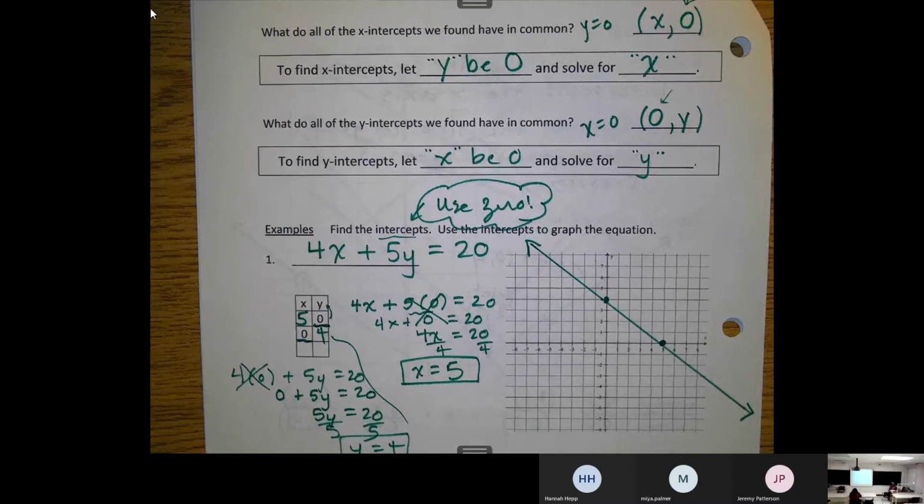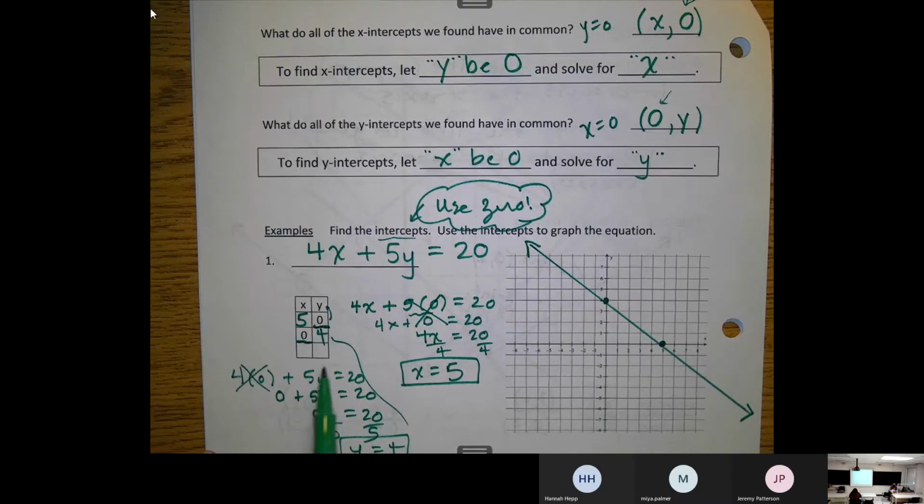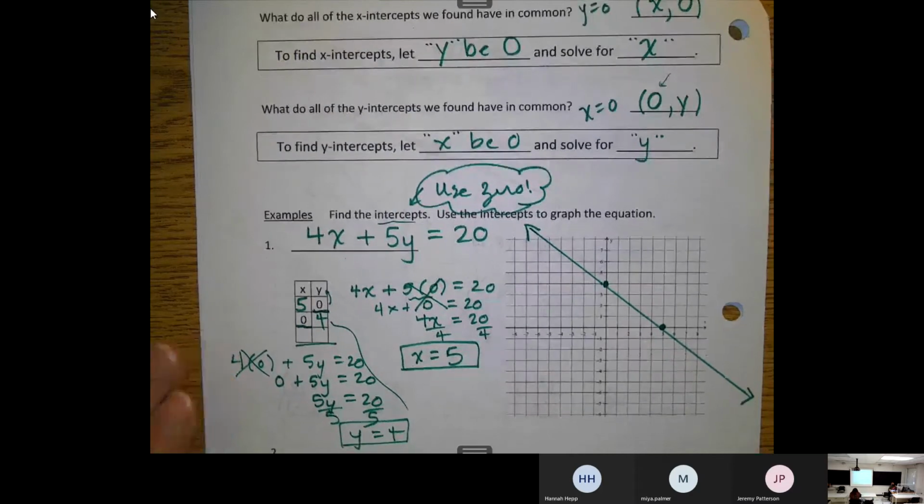I have a question. Sure. So if we were to continue to find another number, you said we went with 1, would we place the 1 in either the x or the y? Yeah, if you wanted to find another point, you could plug in anything you wanted. You sure could. Good question. Anything else so far?